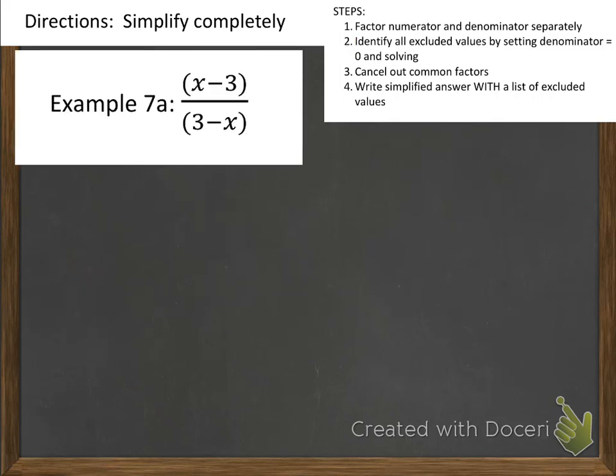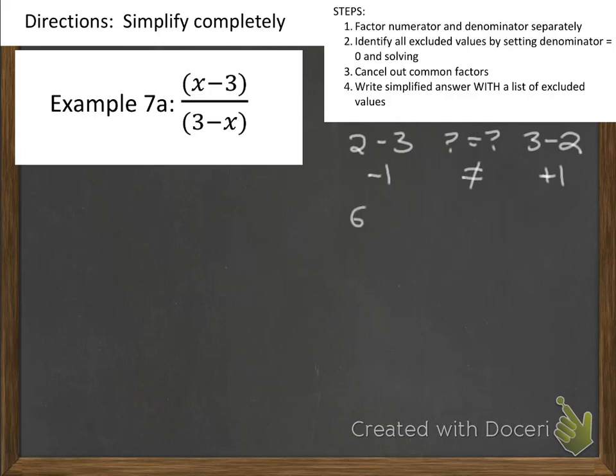We have x minus 3 and 3 minus x. So is subtraction commutative? For example, if I have 2 minus 3, is that the same as 3 minus 2? Well, 2 minus 3 is negative 1. 3 minus 2 is positive 1. So they are not the same. But they do have a relationship, right? They're the same number with opposite signs, right?